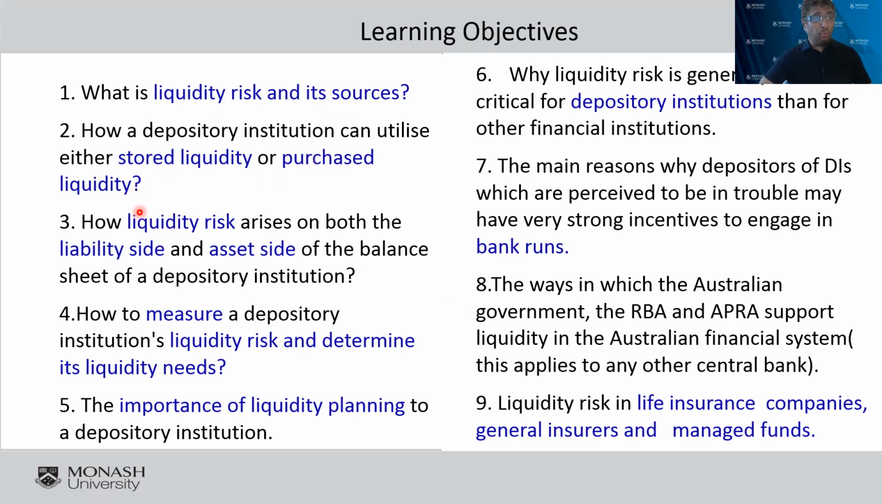But also we want to know how the liquidity risk comes. It comes from the asset side and liability side. So it's not only from the depositors' withdrawals, we have some other sources and some other causes, which we will touch on in a minute. Then we will measure depository institution liquidity risk and determine its liquidity need.